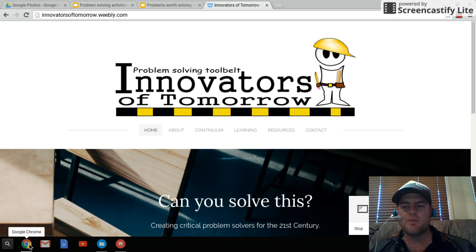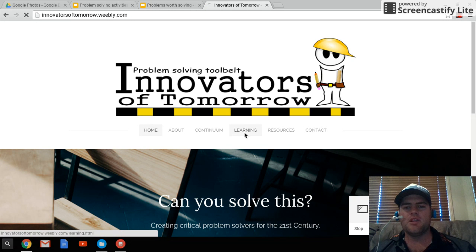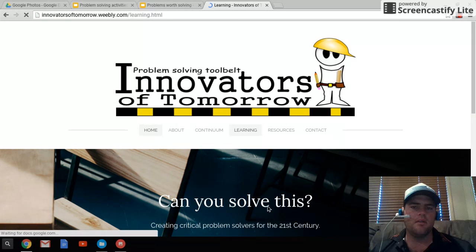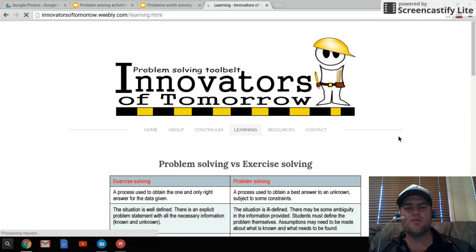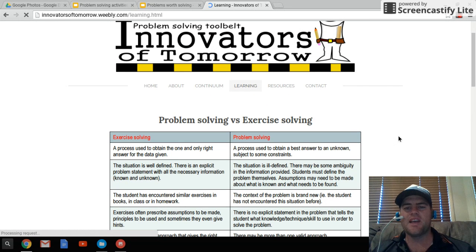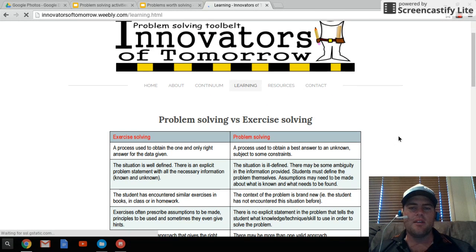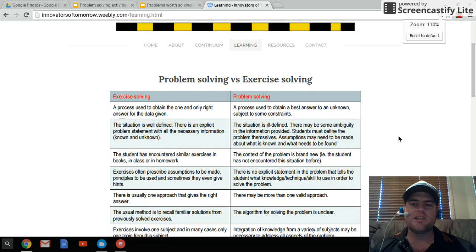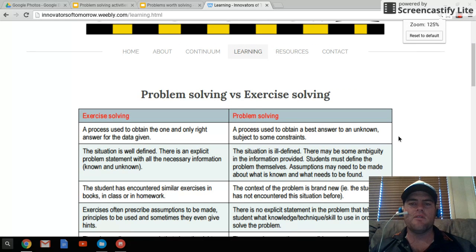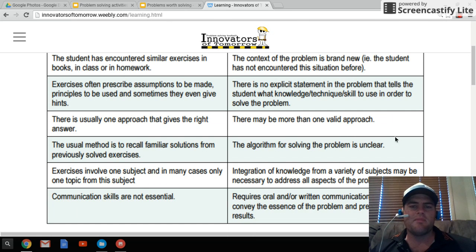Today we're going to have a close look at one of the learning resources we have on the website. So I'm going to go into the Learning tab, and the first resource you'll see is a problem solving versus exercise solving table. Now this provides a good explanation of the difference between problem solving and exercise solving, particularly in mathematics.